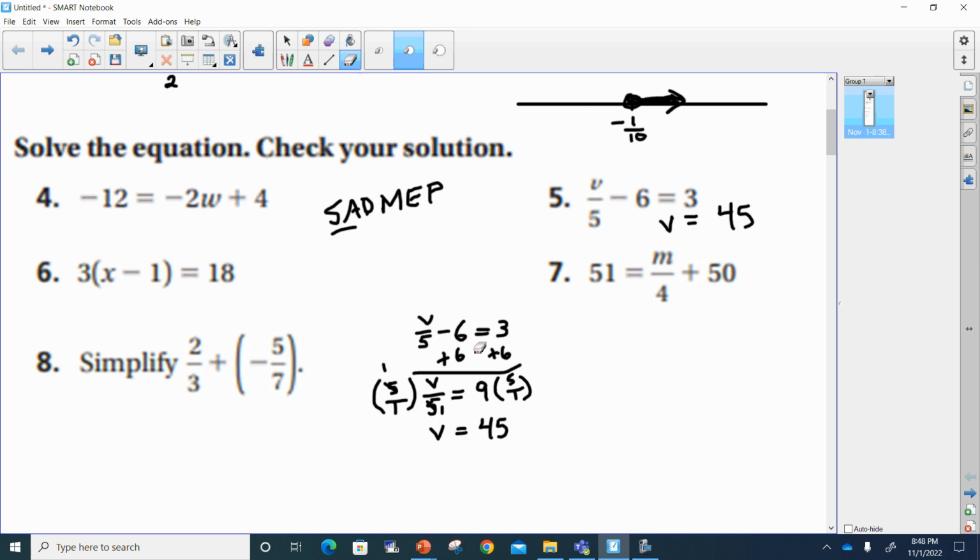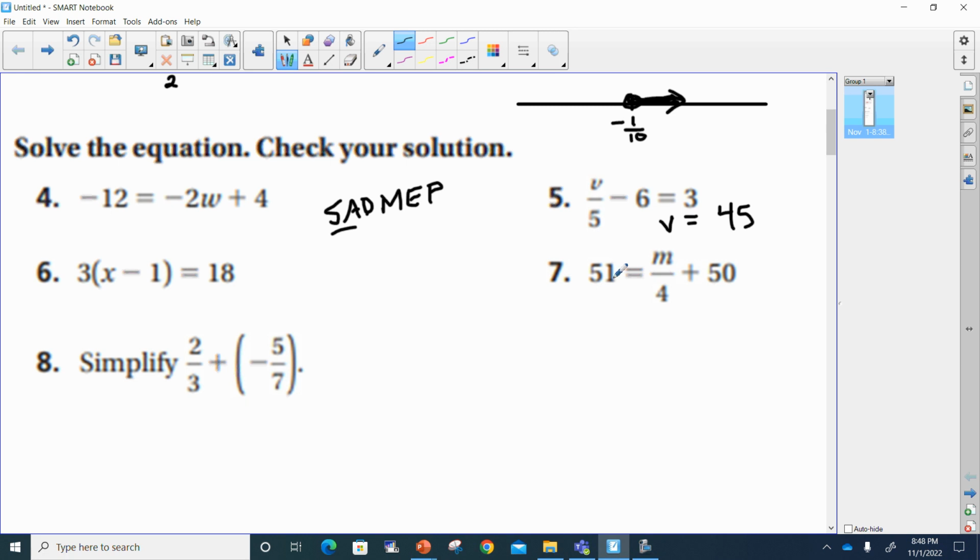All right, next we're going to go ahead and get number 7 going. Number 7, I have 51 equals m over 4 plus 50. I'll be able to show the work over here. Once again, I'm just going to subtract 50 from both sides. When I do this, I get, well, 51 minus 50 is 1. That's equal to m divided by 4. Once again, I have to get m by itself. Since I'm dividing by 4, I'm going to multiply by 4 to get rid of that division problem. And whatever I multiply to one side, I multiply to the other.